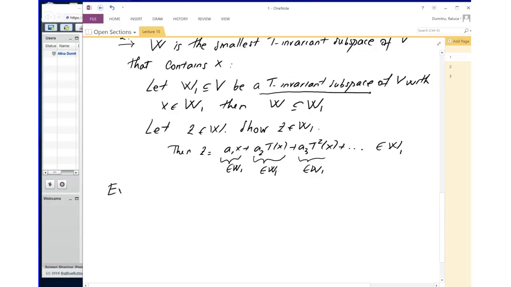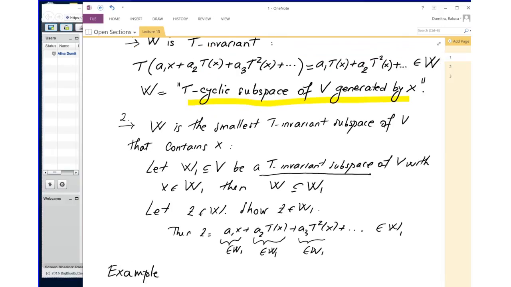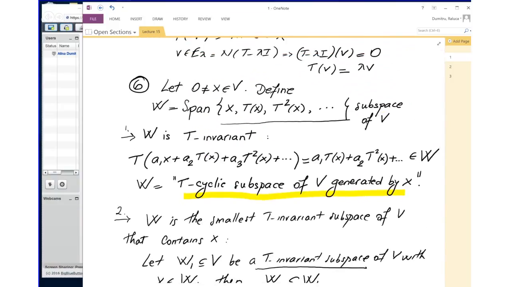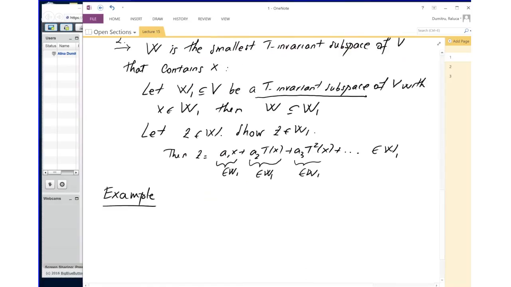All right, let's take a minute to look at an example to compute such a thing. So this W, the T-cyclic subspace of V, is in fact the span of what seems to be an infinite set, right? Because I can keep on applying T to x, to T of x, and so on. And I don't know what happens, but most of the times, nice things will happen. So this set will not keep on going. So here's what I mean.